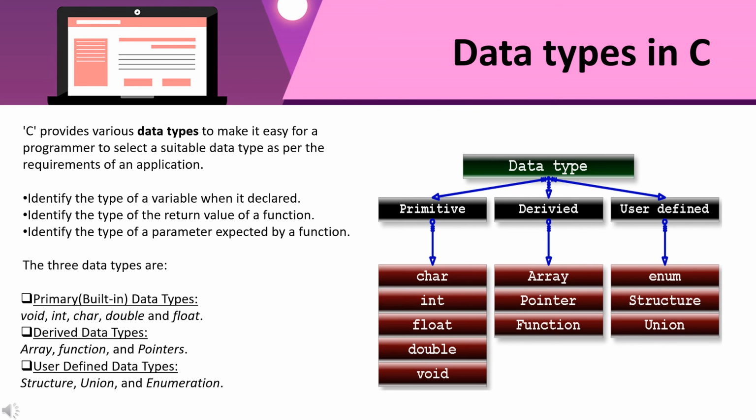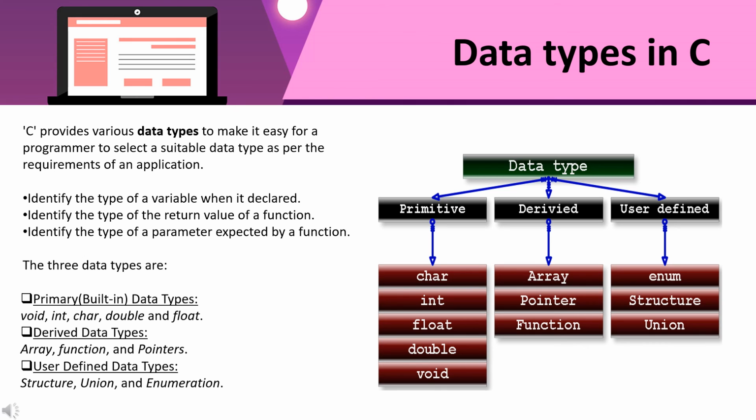C provides various data types to make it easy for a programmer to select a suitable data type as per the requirements of an application. Data types help to identify the type of a variable when it is declared, identify the type of the return value of a function, and identify the type of a parameter expected by a function.